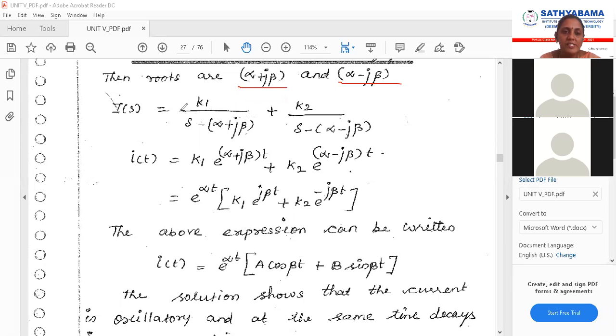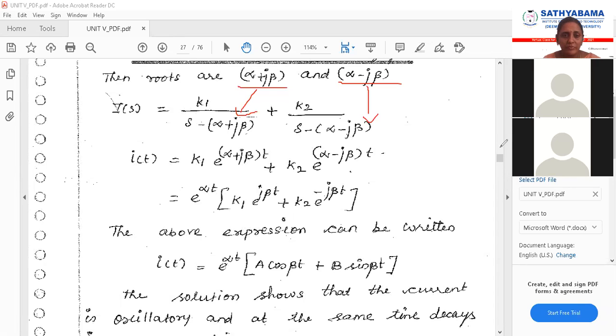So I of S is equal to K1 by S minus A and K2 by S minus A. I am writing the first for alpha plus j beta and the next one for alpha minus j beta. Now taking inverse Laplace, I of t will be equal to K1 into e power alpha plus j beta into t plus K2 into e power alpha minus j beta into t. These are just illustrations, you have to just understand. The problems will be based on these derivations.